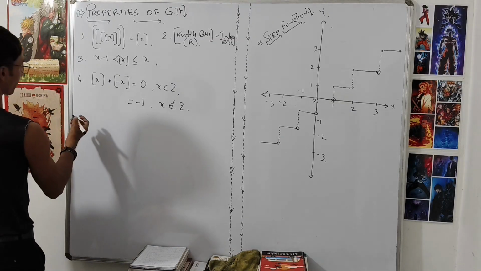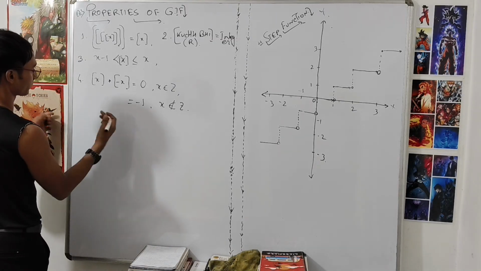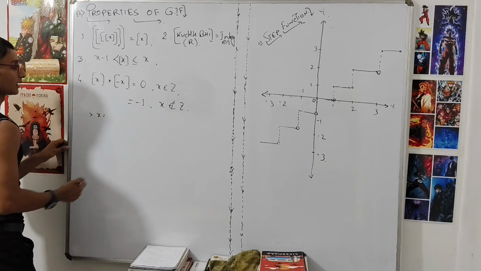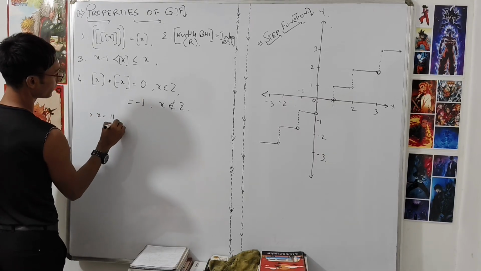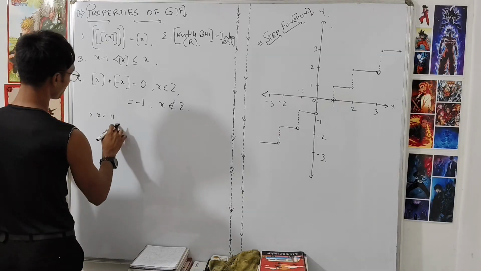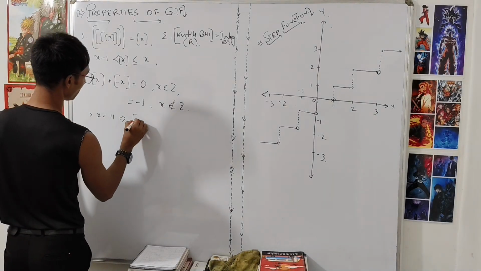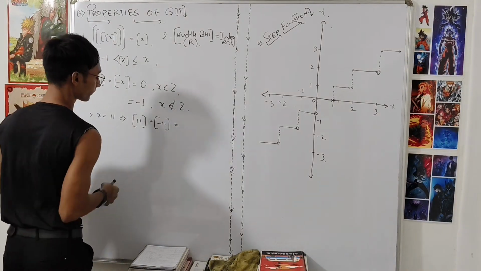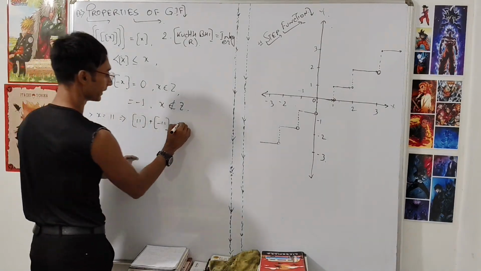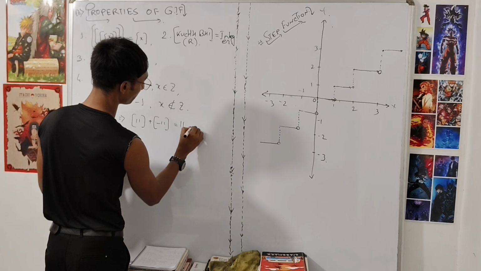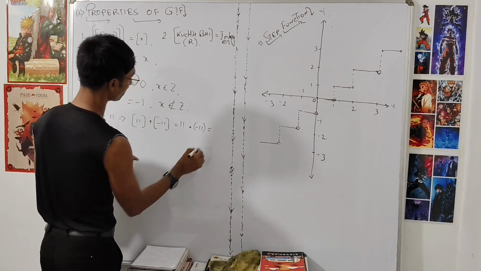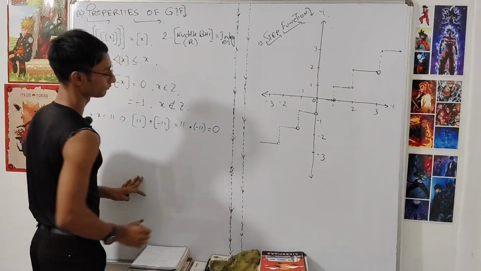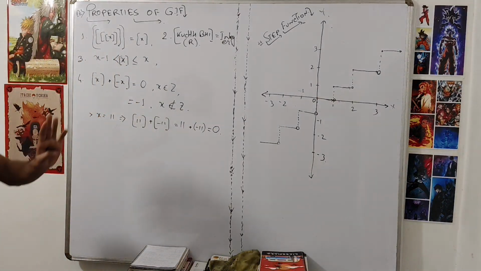There is no need for a proof, just see how it happens. First, let us put an integer as the value of x. 11 is an integer, so put 11. Then what you get here is floor of 11 plus floor of minus 11. Floor of 11 is 11 and floor of minus 11 is minus 11, because minus 11 is also an integer. So 11 minus 11 is 0. Yes, so the first one is okay.